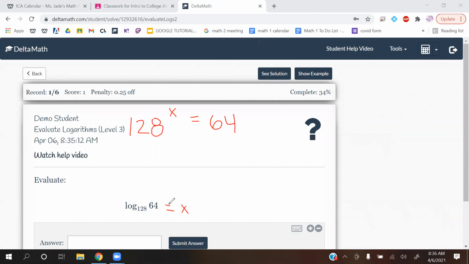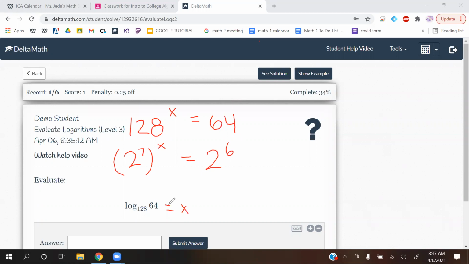If you saw me in real life, you would know I used my calculator for that. So it's okay to use your calculator because sometimes you don't just know things off the top of your head. So 2 to the power of 7 is 128. So I just rewrote the 128 as 2 to the power of 7. And then 2 to the power of 6 is equal to 64.